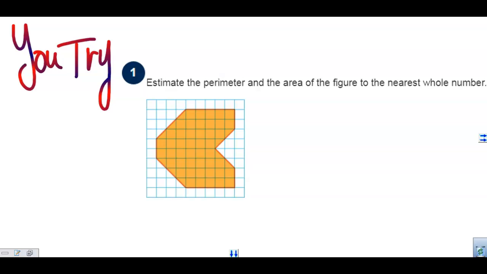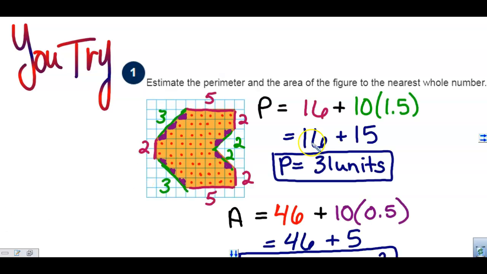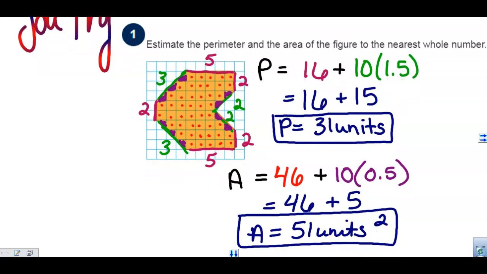All right, now that you've given it a try, let's take a look. When you estimated the perimeter and the area of this figure, you should have gotten this. The perimeter was equal to 31 units, and the area was equal to 51 units squared. If you missed something or got one of these wrong, pause it, try and find your mistake.